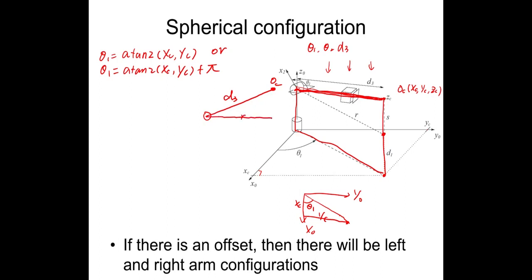And right here we have the R, and again the length of this R equals the square root of XC square plus YC square. And this length equals the difference between the height of the spherical wrist center and the height of the second joint. So this is D1 and this whole total length is ZC. Okay, and then we can start to do the analysis.